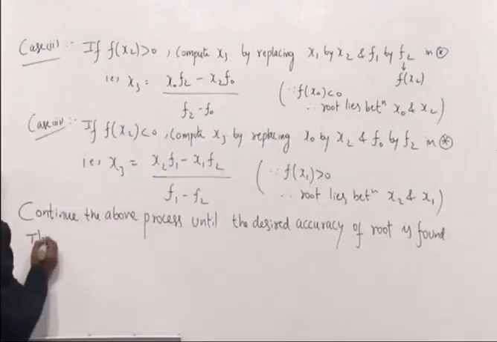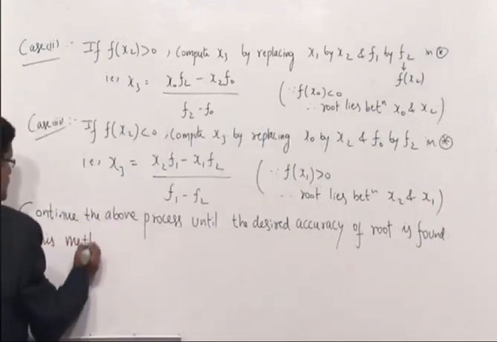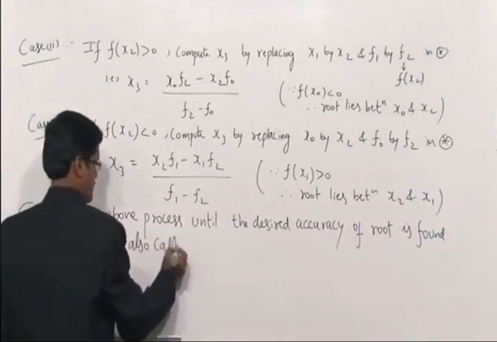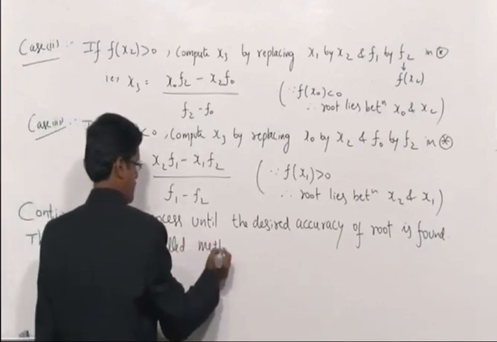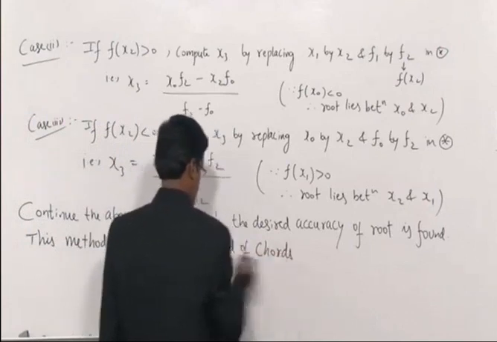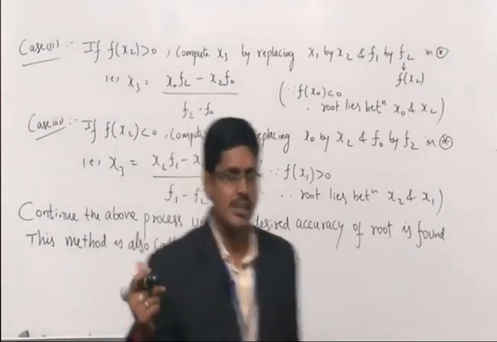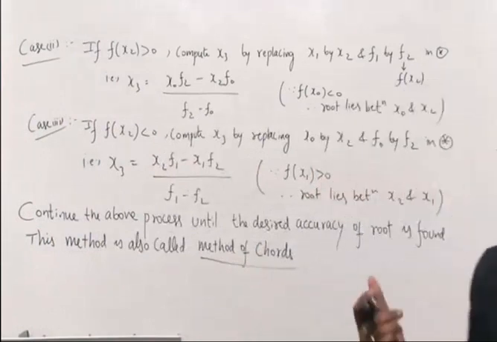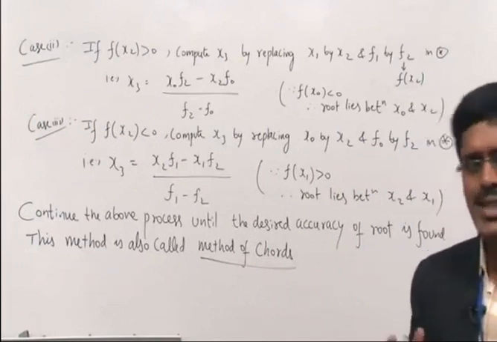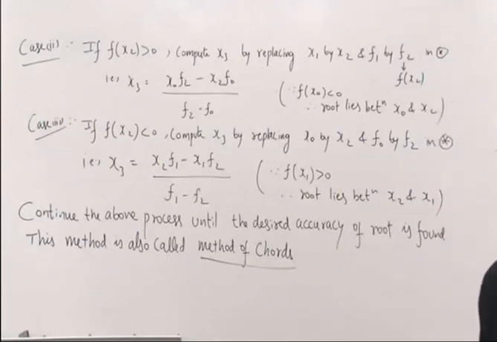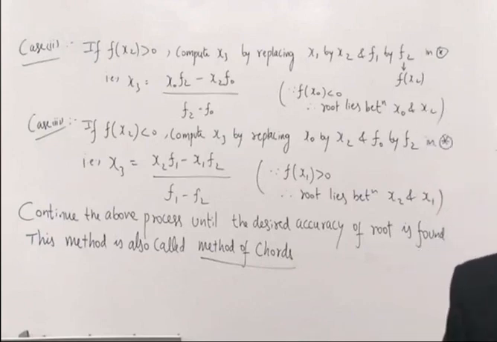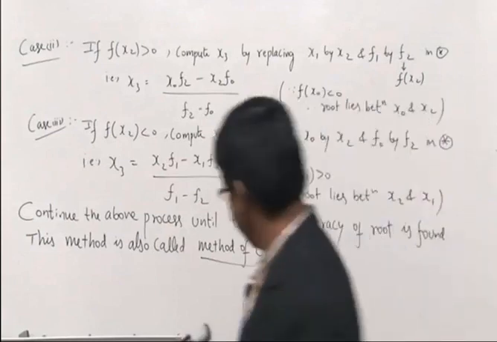This method is also called the method of chords. The Newton-Raphson method is the method of tangents. Regular falsi method, or false position method, is also known as the method of chords. What is a chord? A line intersects the curve at exactly 2 points. The length intercepted of that line, where it meets the curve at 2 points, is called a chord. C-H-O-R-D.